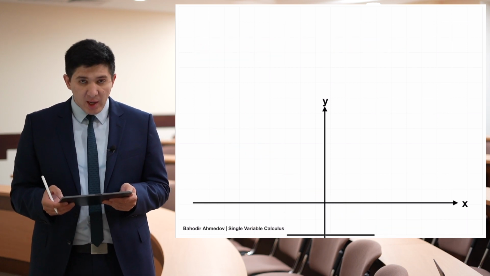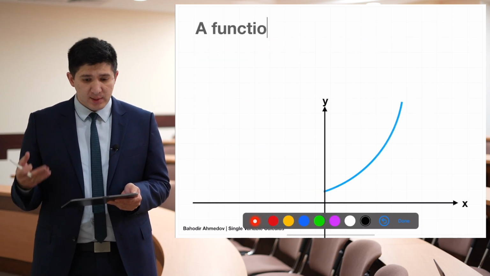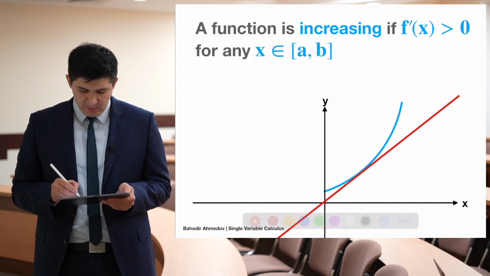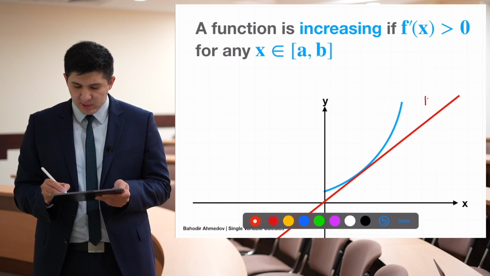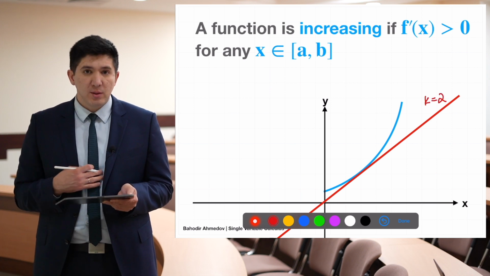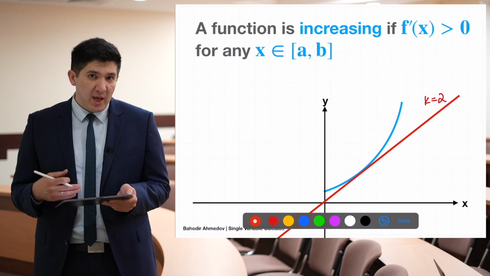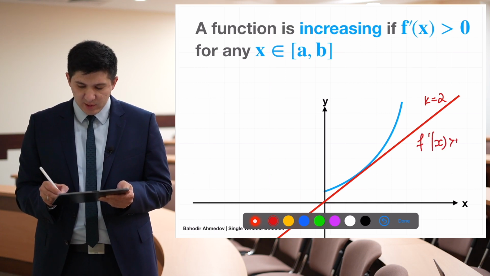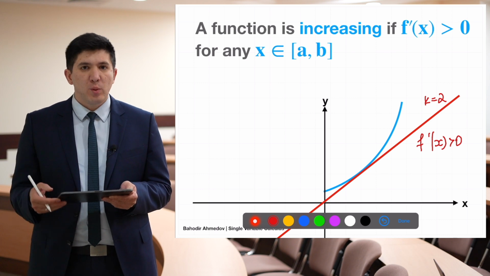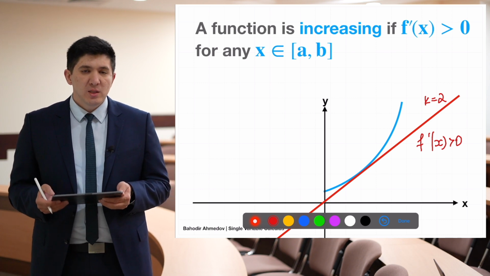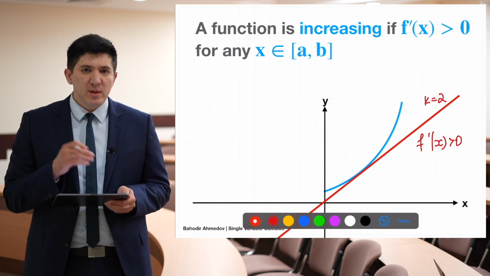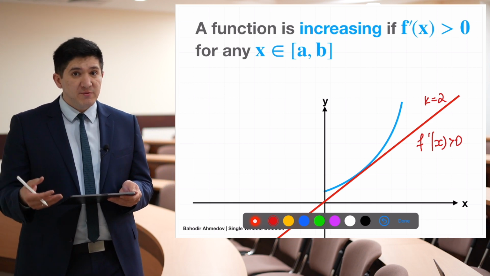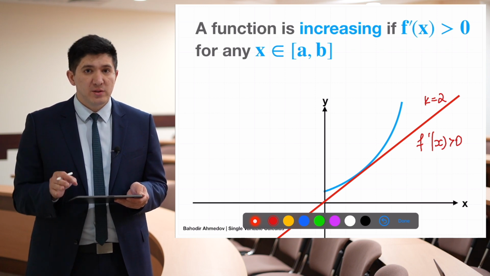At the same time, if the curve is increasing, then the slopes of the tangent lines are going to be positive. For example, this tangent line is going to have a positive slope, k is equal to 2, for example. Then it is nothing else but the first derivative of this curve, which is positive. It helps us to understand whether the curve is increasing. So we can identify increasing and decreasing regions of curves by identifying the signs of the first derivative.